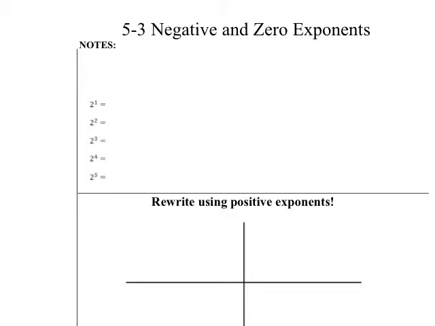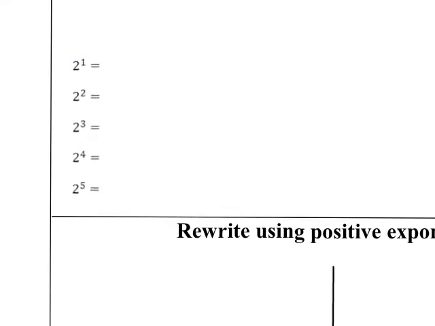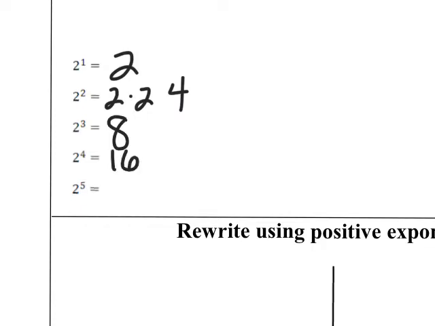Let's start with the ones that we know, actually. These are nice and easy. So 2 to the first power would just be 2. 2 to the second power means 2 times 2, which would just be 4. 2 to the third power, now I'm multiplying this answer by 2, which means that I'm getting 8. So let's see if we see the pattern of what's happening every time. 2 to the fourth is 16, and 2 to the fifth would be 32.